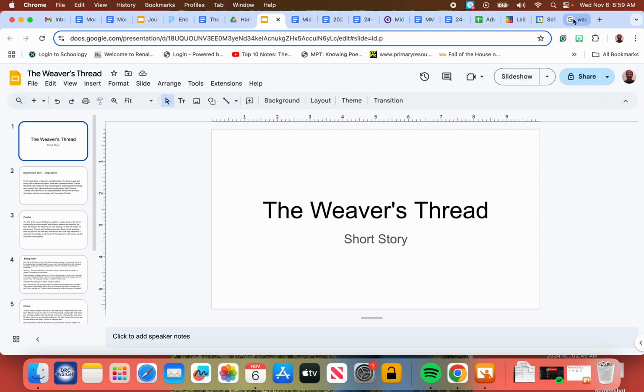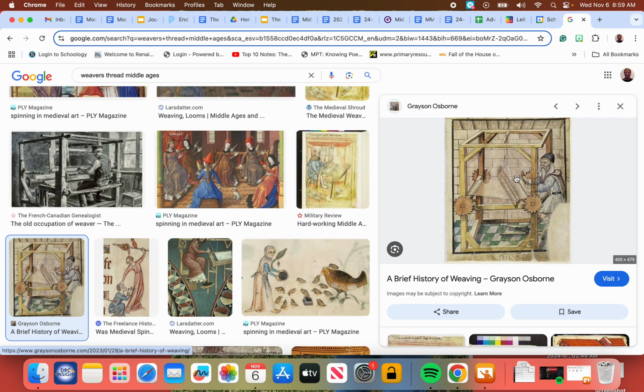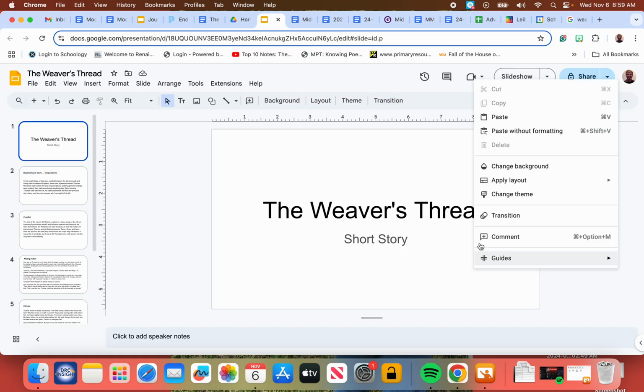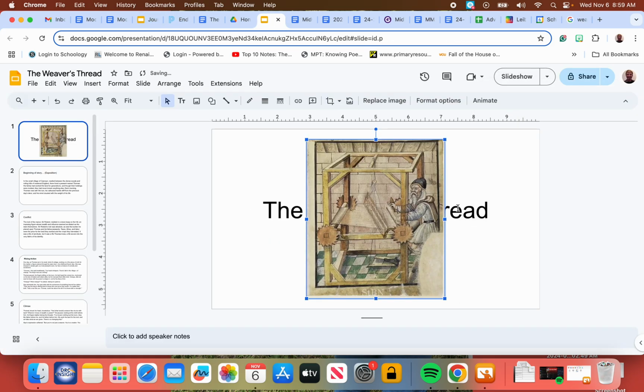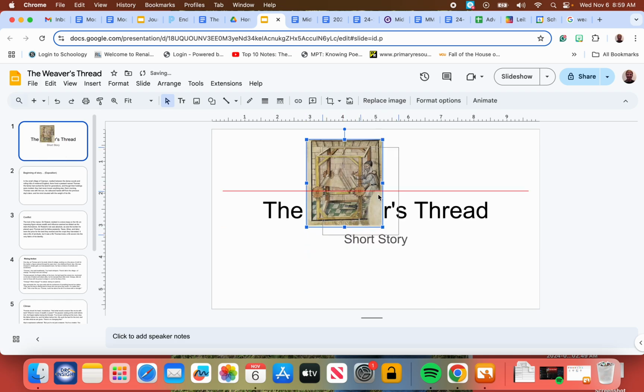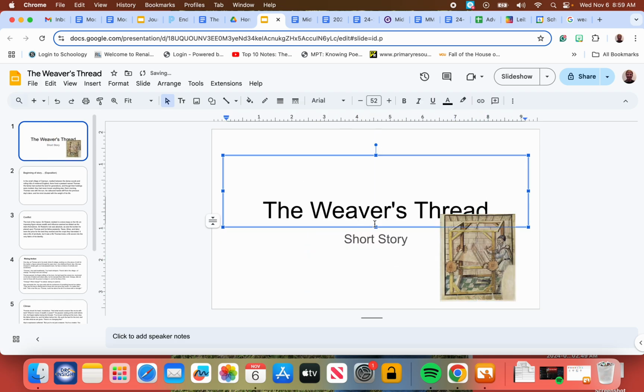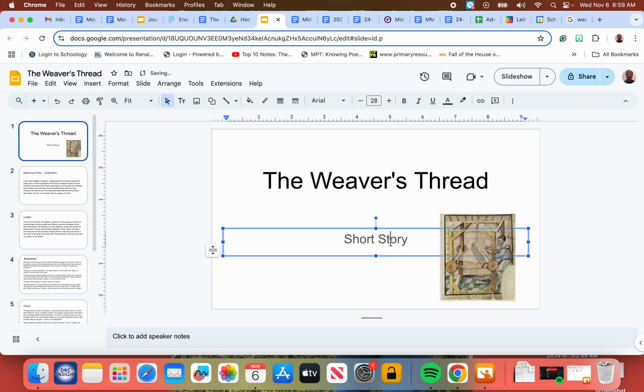I guess I could do a picture here. Oh, look at that loom. Perfect. Eh? Oh, man. Oh, gosh. Eh. Hold on. Give me a second. Let me rearrange some stuff here.